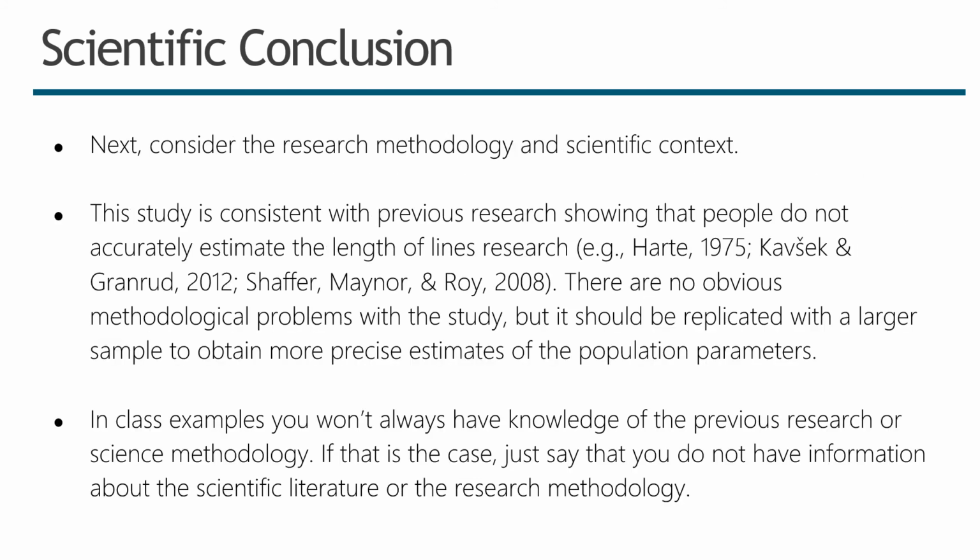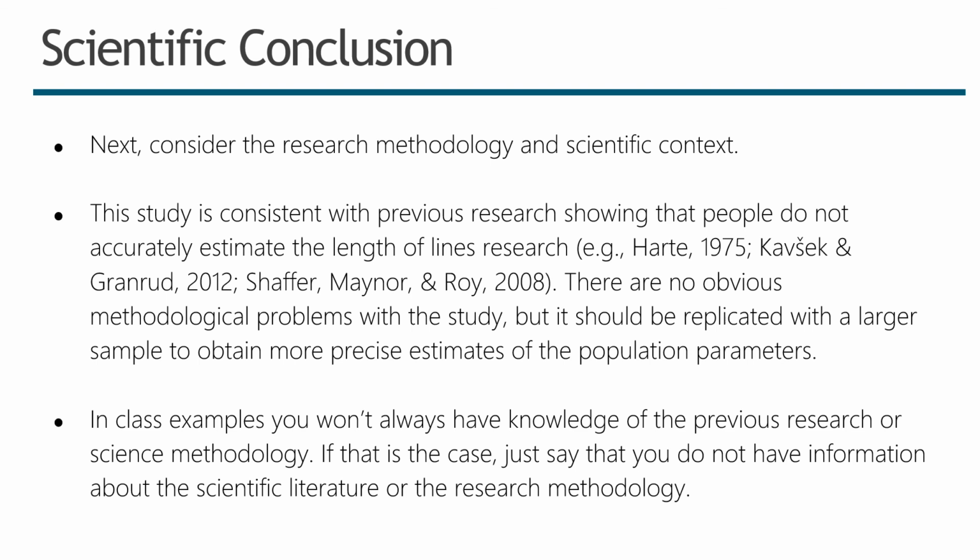So after you summarize the results, you next consider the research methodology and the scientific context that you're working with. In this case, our study is consistent with the previous research showing that people don't accurately estimate the lengths of lines or size of objects. I'm saying there are no obvious methodological problems with the study, but we do know that our confidence interval around that effect size was very wide. We were pretty sure that the effect size was between small and large, or almost large. So if we want more precise estimates, we should replicate the study with a larger sample size.